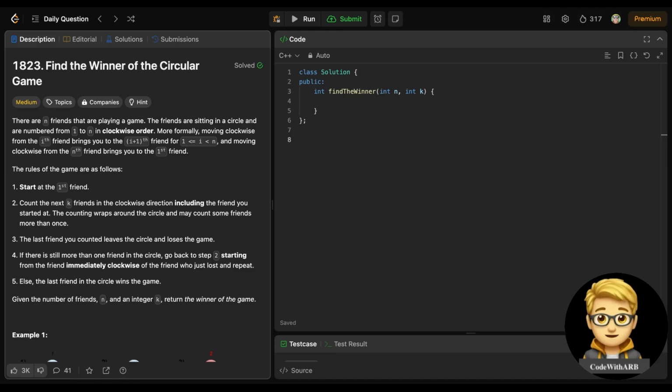Everyone, we will solve today's LeetCode problem. This is LeetCode medium: Find the Winner of the Circular Game. So the question is, there are n friends that are playing a game.